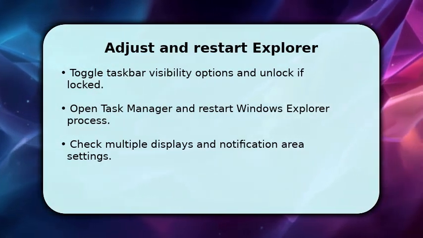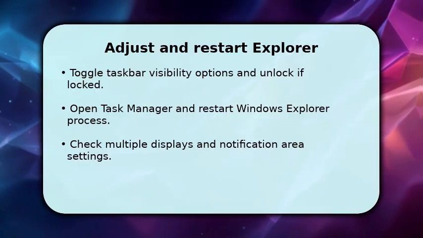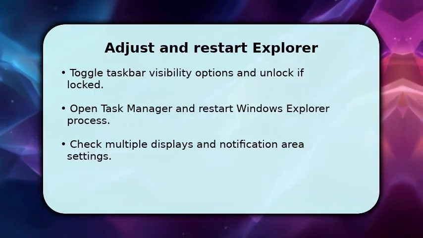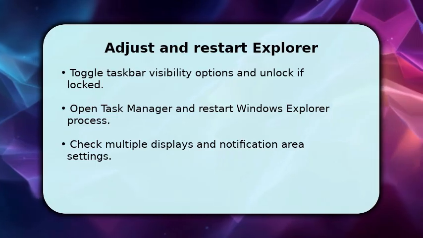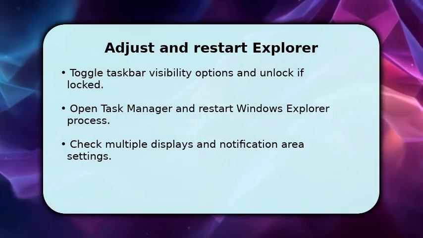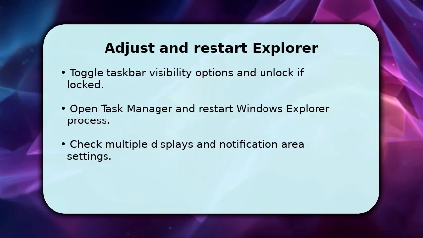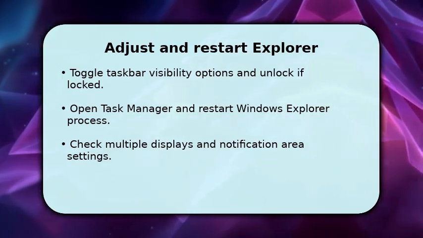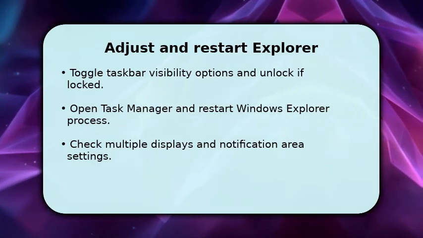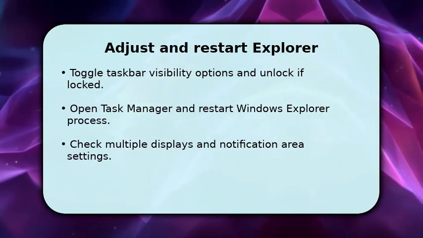First, turn off any hiding options and unlock the taskbar. Adjust notification area icons so essential apps can pin. Once done, open Task Manager, find Windows Explorer and choose Restart. This reloads the taskbar without a reboot. If the taskbar reappears, pin apps or re-enable lock.